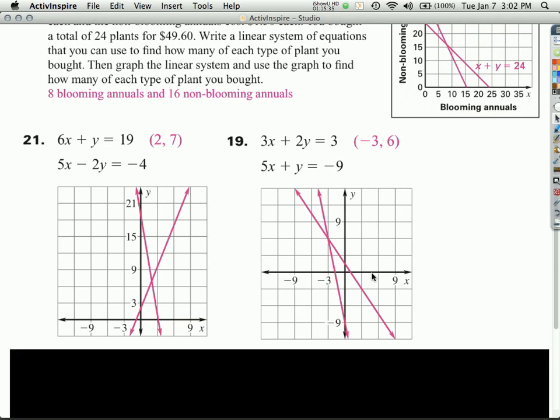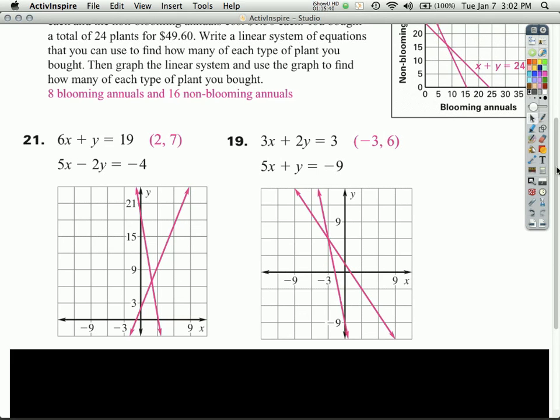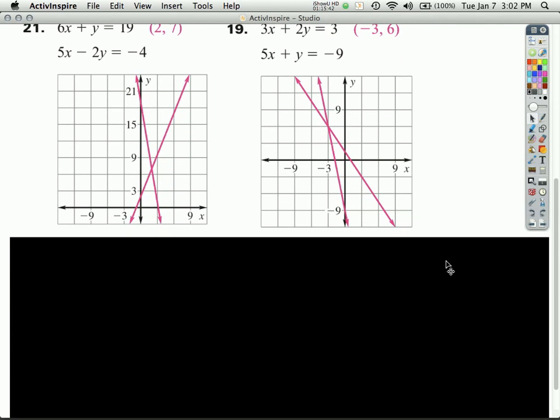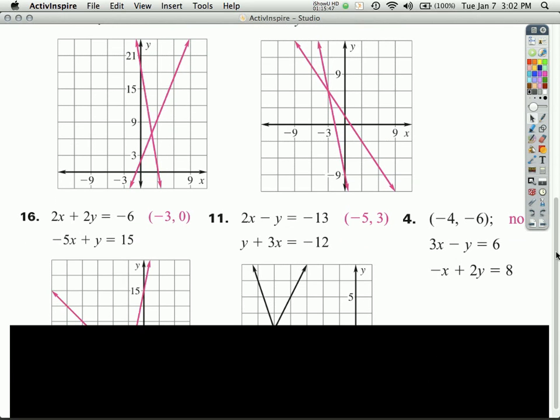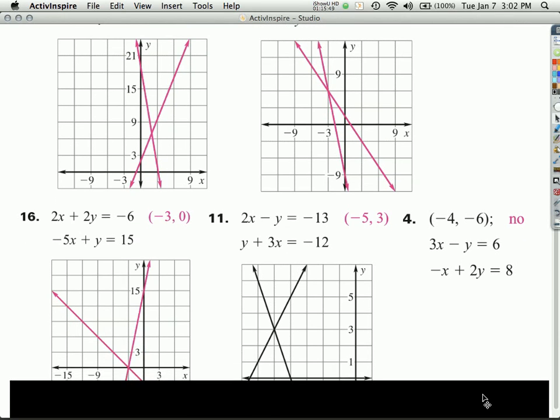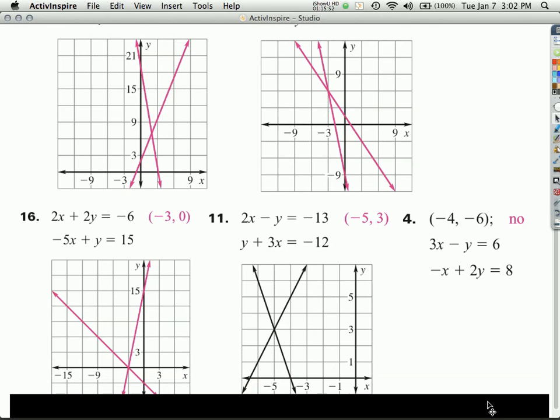Did anyone go by threes? I wouldn't imagine so. You did? Okay, good. And number 16, there's the graph. The ordered pair is negative 3, 0. Number 11 was kind of a giveaway question. All I was asking you to do was look at the graph and find the ordered pair and then check and make sure it's right. And then number 4 was just checking a solution.